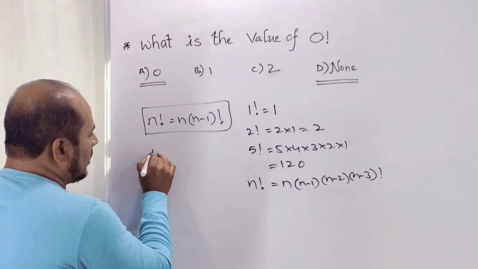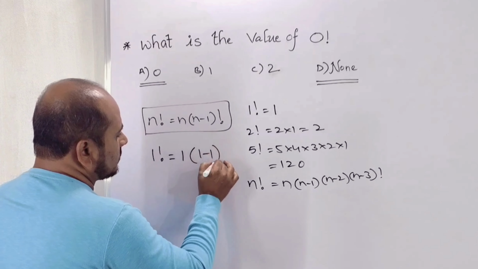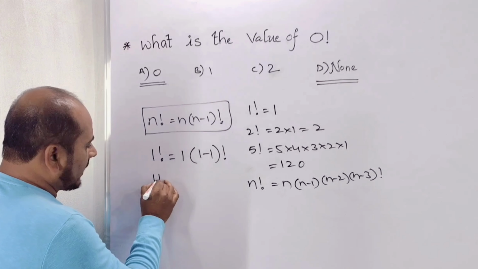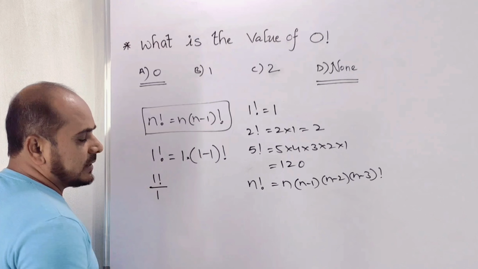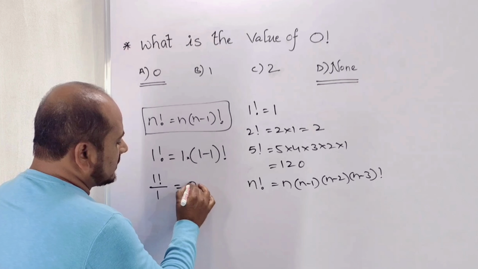Hence, now here 1 factorial can be written as 1 into 1 minus 1 factorial, as per the formula. Now, 1 factorial can be written as 1 factorial by 1, because this 1 can be taken to the left side, so it will be divided. So, 1 minus 1 is 0.